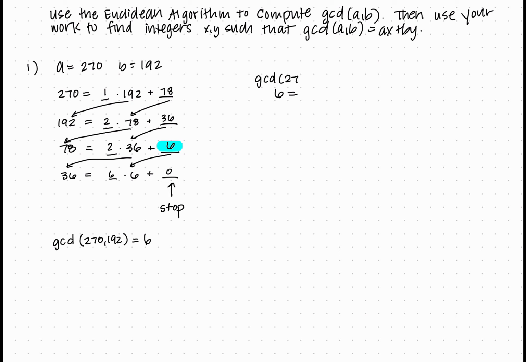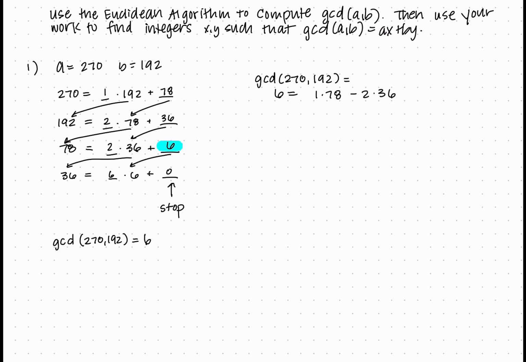GCD of 270 and 192 equals 6, which another way I can write 6 is I'm going to look over here and I'm just going to solve this equation for 6. I'm not going to do any multiplying out. Leave everything as is because we're going to combine like terms along the way. Remember, our goal is to figure out the x and y, and we want a and b from our original to be part of our solution here. So 6 I can write as 1 times 78 minus 2 times 36. So notice it's 78 minus the 2 times 36 would equal 6.